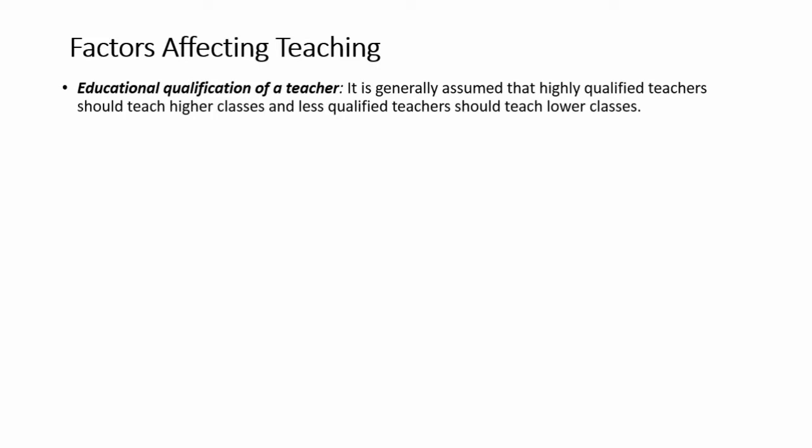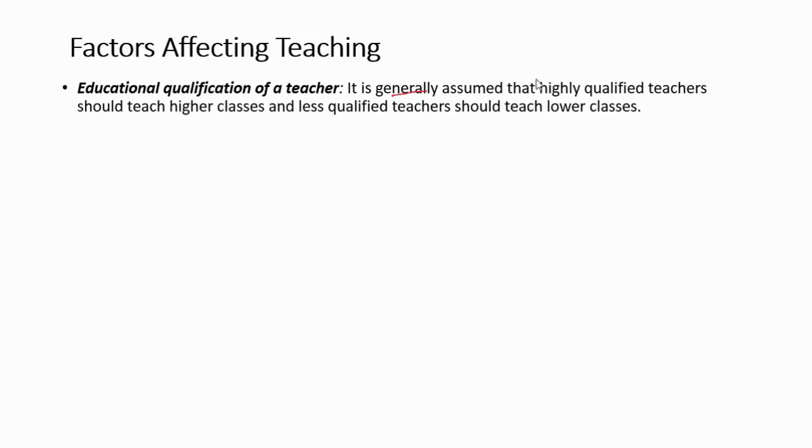Okay, what are actually factors affecting teaching? Factors affecting teaching are the factors or the determinants which affect a teaching skill or the effectiveness of a teacher. Okay, how well he or she can teach. So the first factor is educational qualification of that teacher.